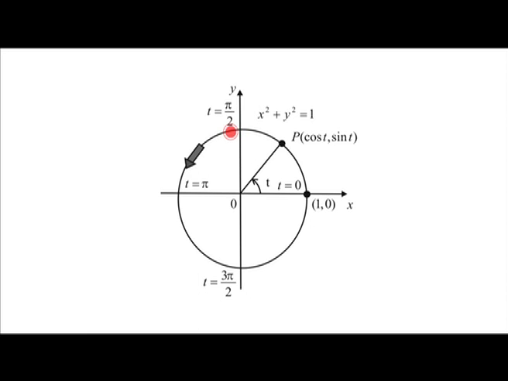When t increases from pi by 2 to pi, the corresponding point moves down and to the left along the circle in the counterclockwise direction. When t is equal to pi, we obtain the point (cos pi, sin pi), which is equal to (-1, 0). When t increases from pi to 2 pi, the particle continues around the circle in the counterclockwise direction to stop at the point (1, 0).